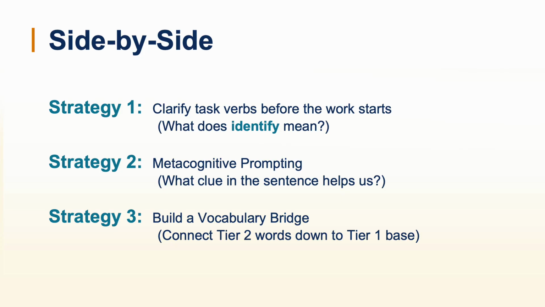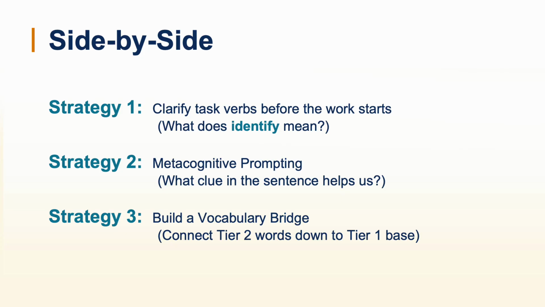Strategy 2 is metacognitive prompting. Don't just supply the definition immediately. Prompt their independent thinking by asking, what context clues in this sentence can help us make a smart guess? Strategy 3 is building a vocabulary bridge. If they remain completely stuck connecting that mature Tier 2 term back down to their simple Tier 1 everyday language base, tell them, the worksheet says hypothesis. That's just an academic word for an educated guess.